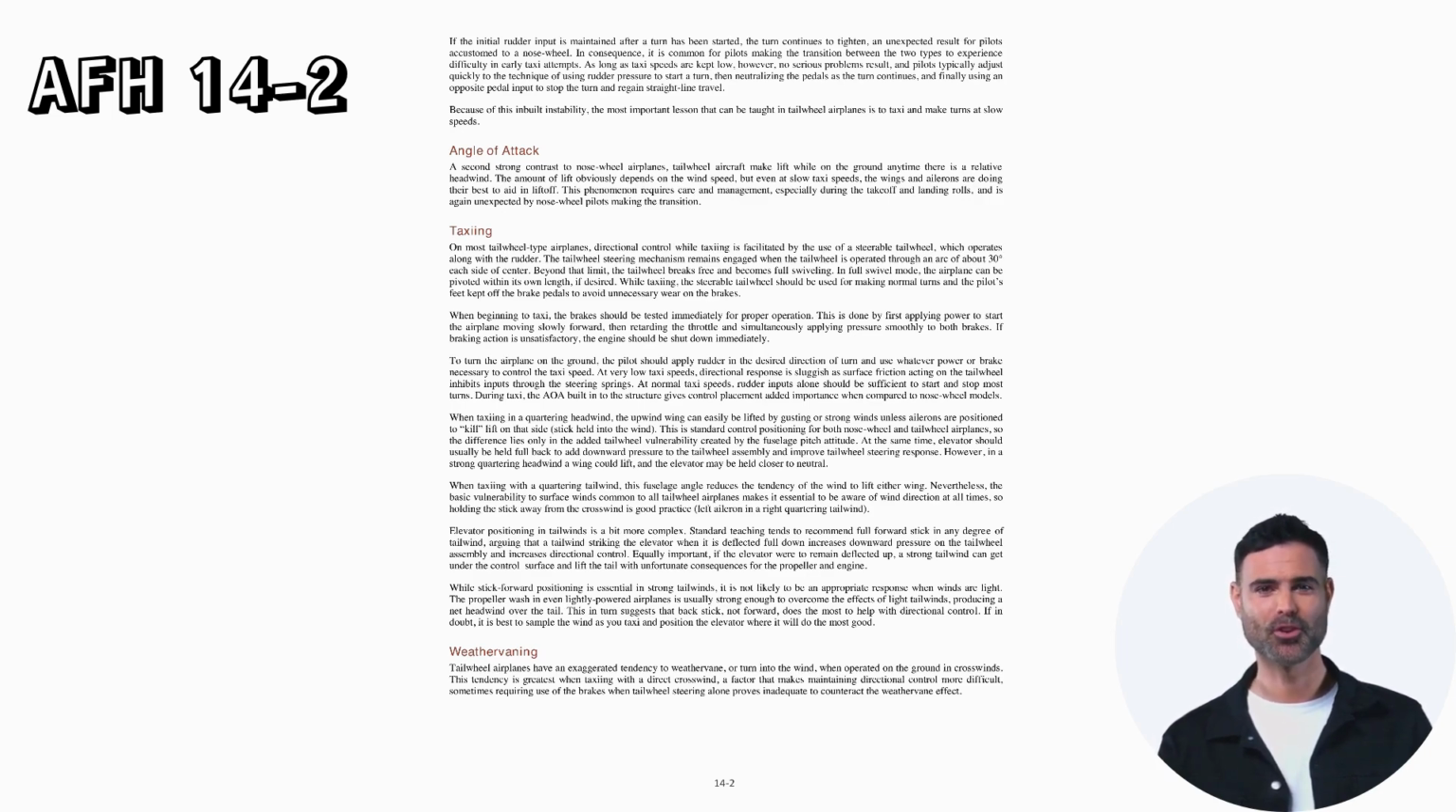Weather vaning. Tailwheel airplanes have an exaggerated tendency to weather vane, or turn into the wind, when operated on the ground in crosswinds. This tendency is greatest when taxiing with a direct crosswind, a factor that makes maintaining directional control more difficult, sometimes requiring use of the brakes when tailwheel steering alone proves inadequate to counteract the weather vane effect.